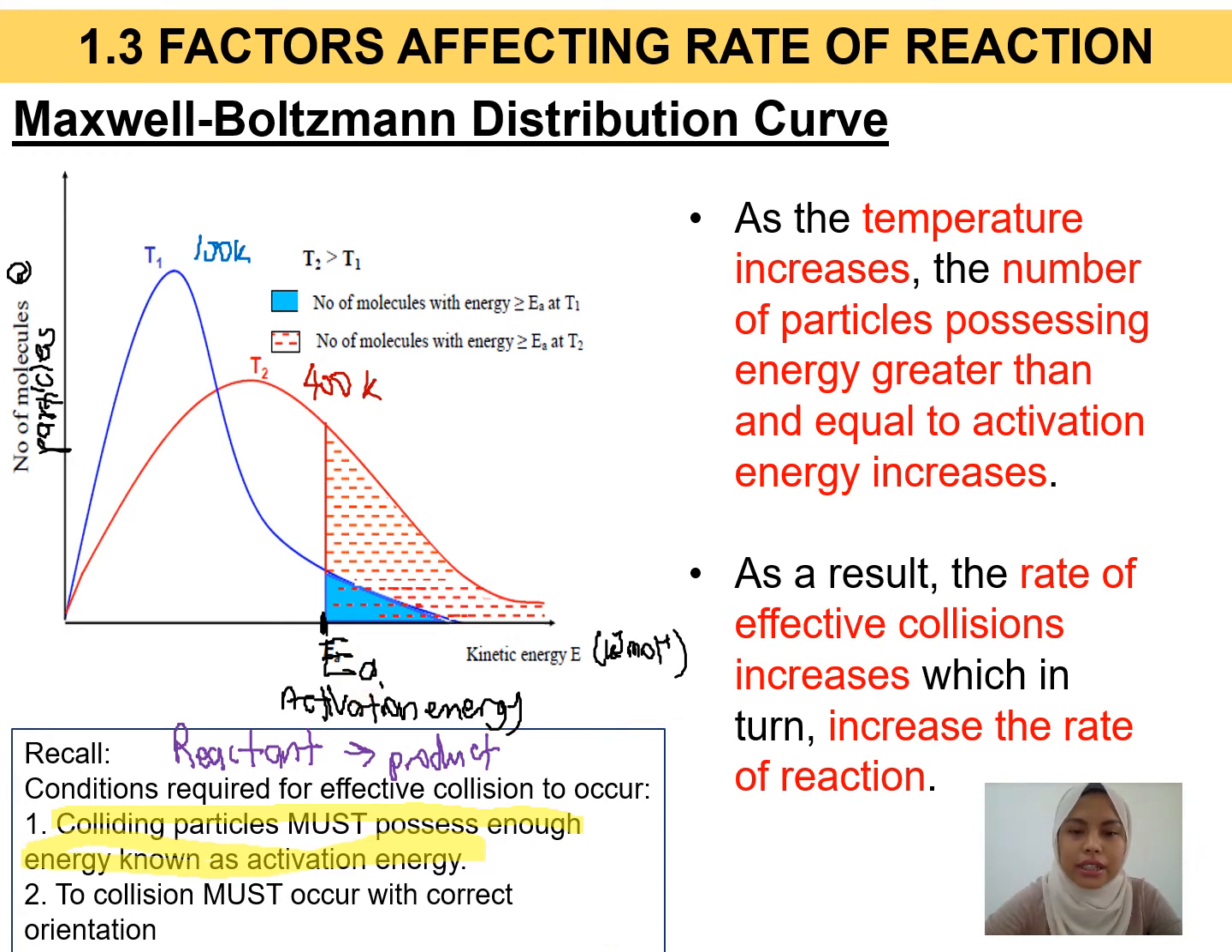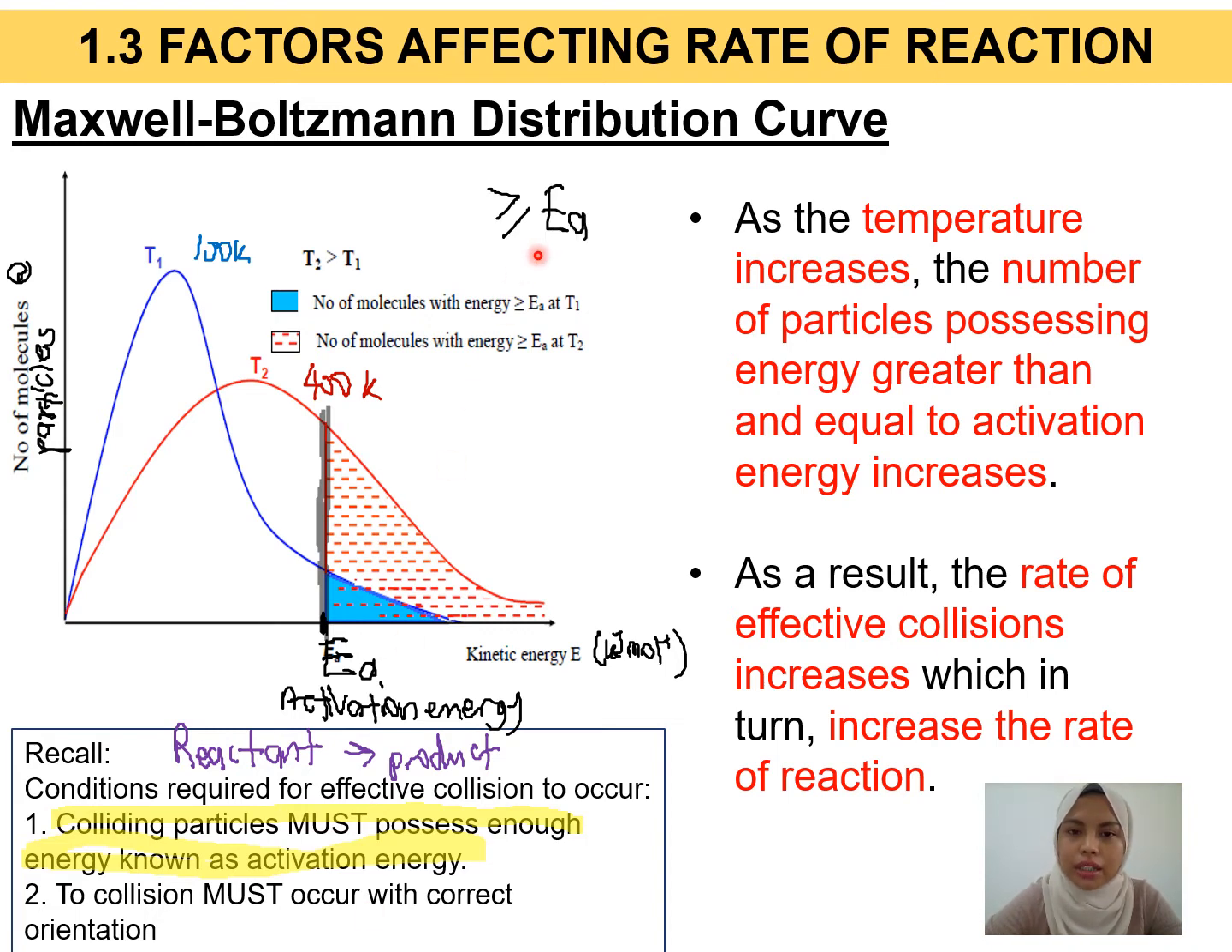Lepas tu sepanjang activation energy ni, okay, this is garisan activation energy. Because kita mementingkan number of molecules ataupun number of particles yang melepasi activation energy untuk kamu punya reaction tu bergerak daripada reactant kepada produk, and itu adalah salah satu syarat effective collision. Okay, and then sekarang ni area under the graph, area under the curve untuk temperature yang kedua dengan temperature yang pertama ni, itulah kita namakan dia sebagai number of molecules with energy greater than or equal to activation energy. Okay, ni simbol matematik ni, simbol matematik greater than or equal to activation energy.